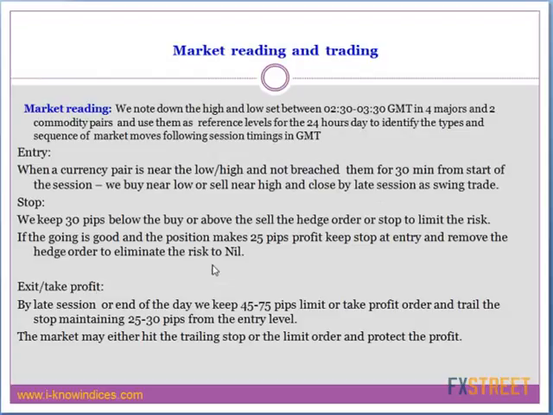In that, we try to keep the hedge order 30 pips away from the position. And once the position makes 25 pips profit, we keep the stop at entry and remove the hedge order. So in that case, the hedging order is used instead of a stop. Then we trail the stop in a profit-making position, maintaining 15 pips from the market, and try to maximize the profit by trailing the limit order or take profit order, as well as the trailing stop coming from the entry level.